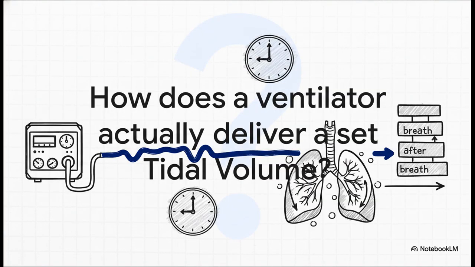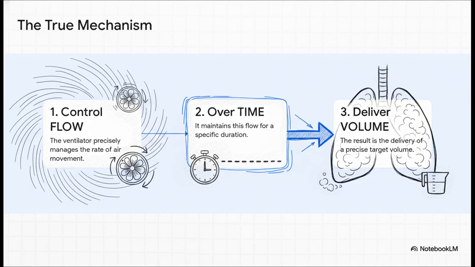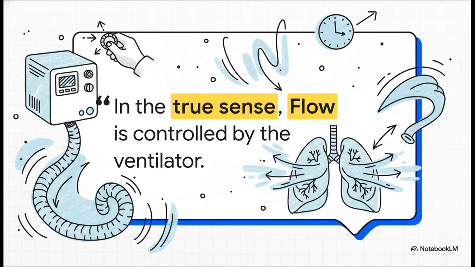So, if the machine isn't just pushing a set block of volume, then how on earth does it manage to deliver such a precise amount, breath after breath after breath? And here it is. This is the real magic. Ventilators are absolute masters of one thing, and that's controlling flow. They control the speed at which air is moving, and they do it for a very, very precise amount of time. It's the combination of that exact flow rate held for that exact duration that ultimately results in the delivery of a target volume. The source material we're looking at really nails it with this quote.